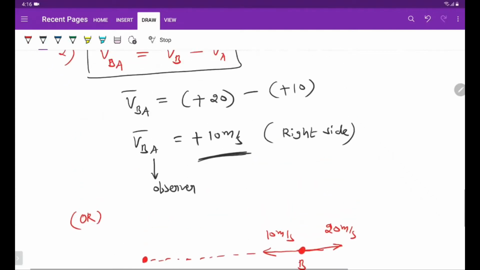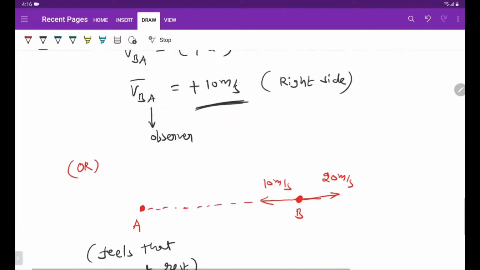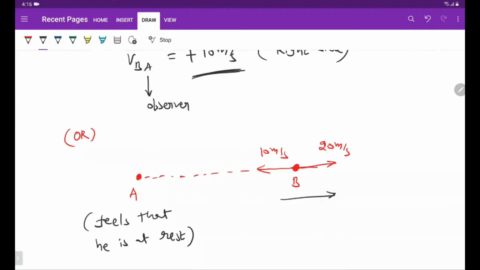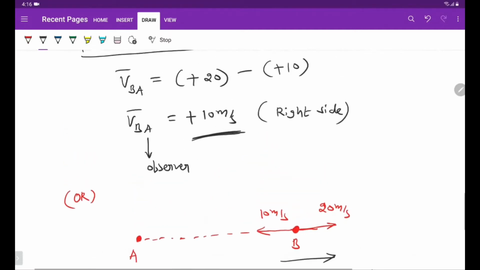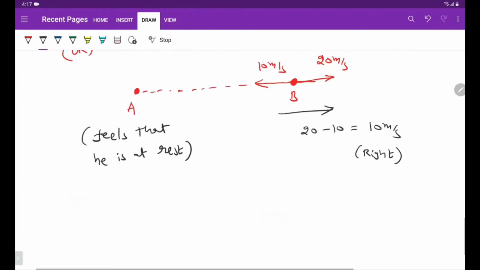So we get the resultant velocity on the right side. Velocity of B with respect to A will be 20 minus 10. So the net velocity is to the right side, and we get 10 meter per second. We got the same answer, plus 10. Here also plus 10. So we have two methods to solve this problem.